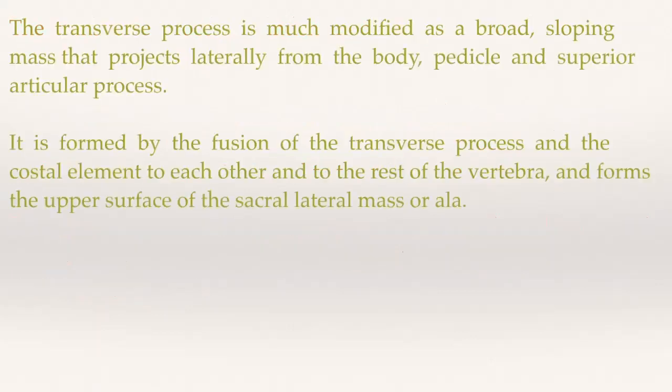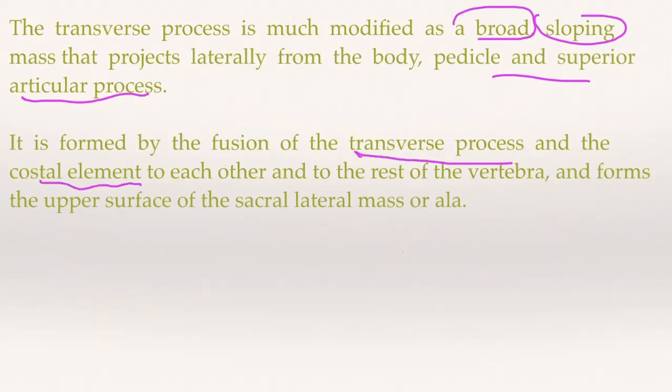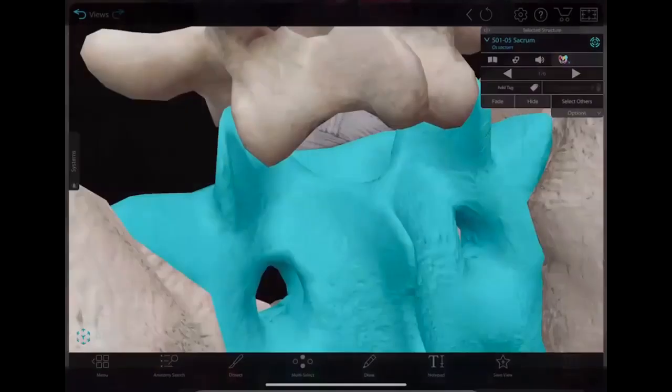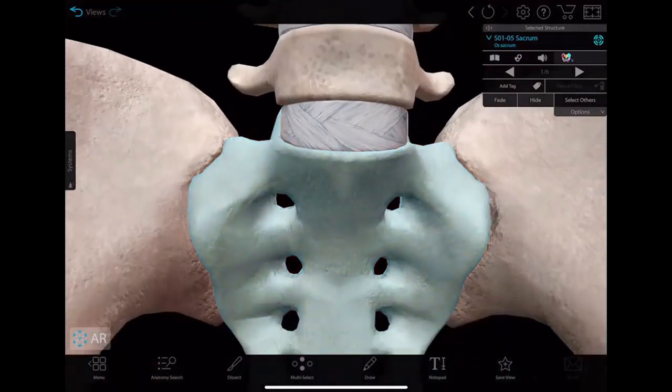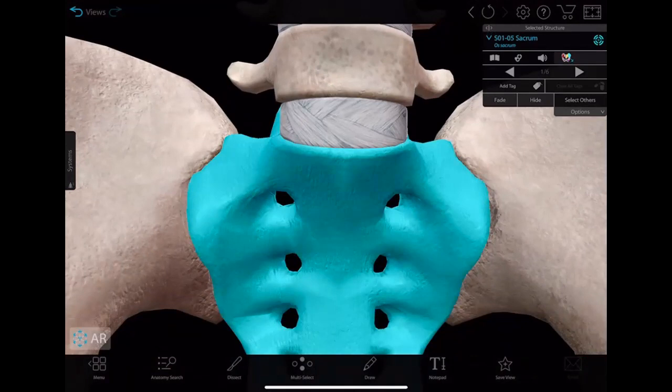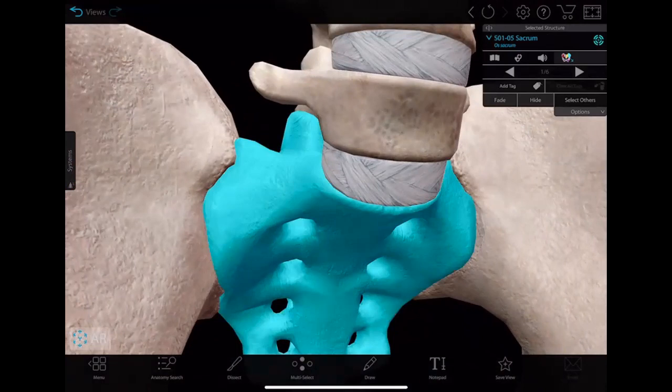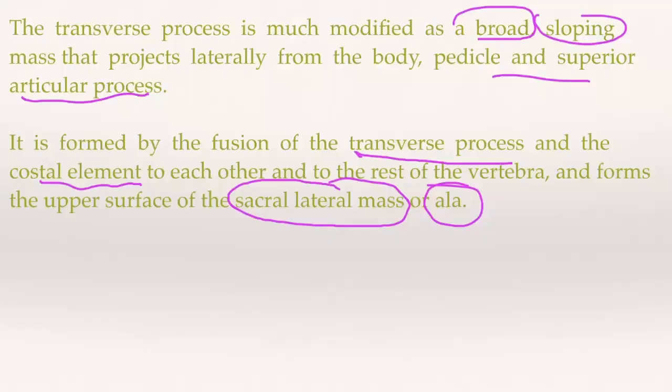The transverse process is much modified as a broad sloping mass that projects laterally from the body, pedicle and superior articular process, right? It is formed by the fusion of the transverse process and the costal element with each other and the rest, and forms the upper surface of the sacral lateral mass or ala. So the transverse processes unite and form this ala, the part adjoining the hip bone, right? Besides the hip bone, that is called the ala.